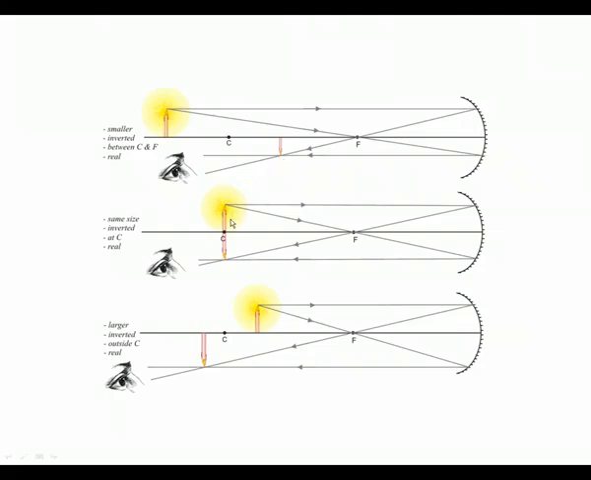If we move our candle so that it is upon C, we can still use our same two light paths here, in parallel out through F, in through F out parallel, and we can see that this time the image is located here. It's the same size, it's inverted, it's at C, and it's real. If we now move our candle so that it's between C and F, we can again use our same two light rays. We note that this time they intersect back here, and so this is where the image is formed. The image is larger, it's inverted, it's outside C, and it's real.